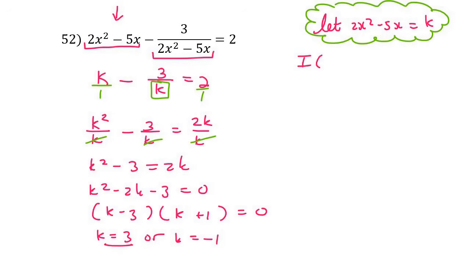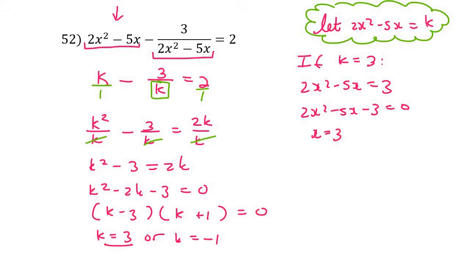So we can say here, if k equals 3, then we say 2x squared minus 5x equals 3. See, I just plugged it in the place of k. And now we say 2x squared minus 5x minus 3 equals 0. I would use the quadratic formula here to solve. Oh, nice answers. x equals 3 or x equals negative a half.